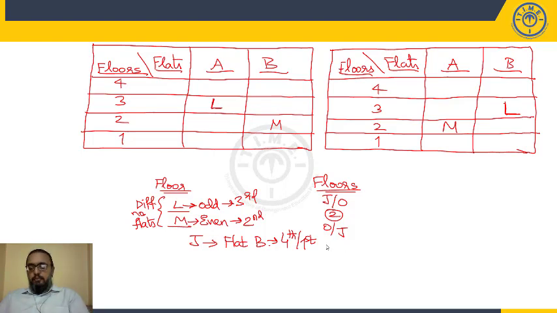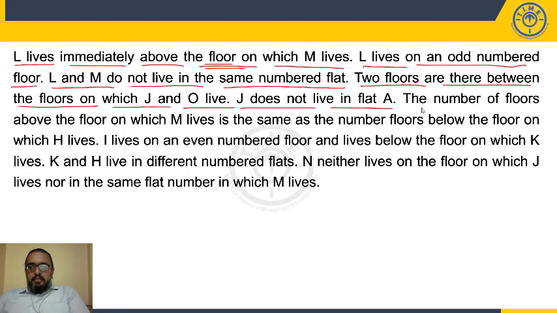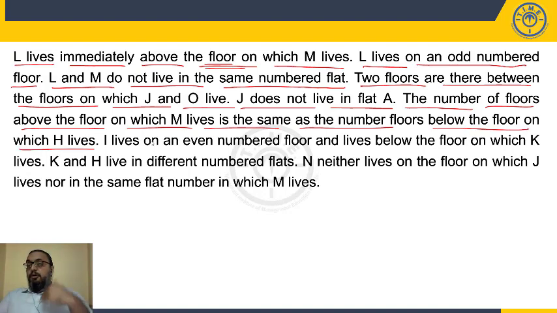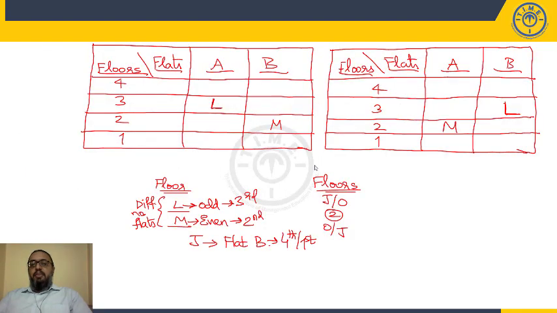Okay, so then the number of floors above the floor on which M lives is same as the number of floors below the floor on which H lives. So how many number of floors you have above M? Same number of floors you should have below H. Okay, let us check. Now here, in the first possibility, above the floor of M, there are two floors.